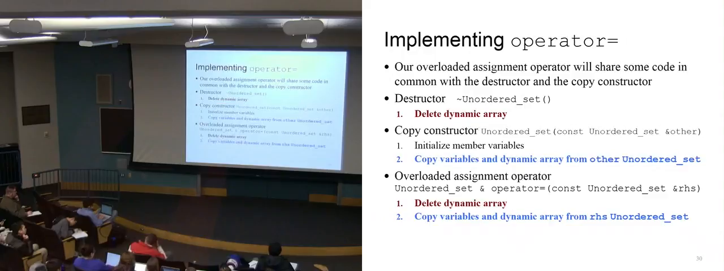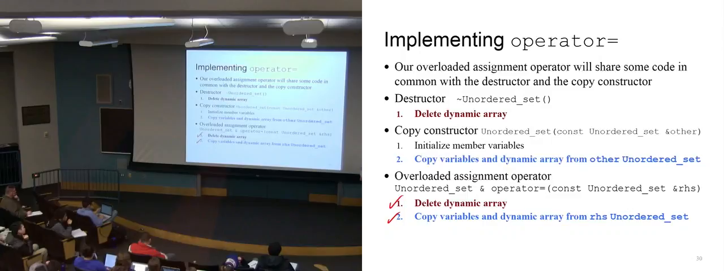So the overloaded equal sign is going to do some of the stuff that the destructor did and some of the stuff that the copy constructor did. The destructor deleted the dynamic array. We need to do that. The copy constructor copied the variables and the dynamic array. We need to do that. So it's some combination of these two. Today, I'm going to copy-paste code. In the future, we'll write member functions to help us write the code once and then share it. I'm copy-pasting code today to be absolutely as simple as possible, so you don't have to think about this and this and this all at the same time. So right now, we're going to copy-paste this code.